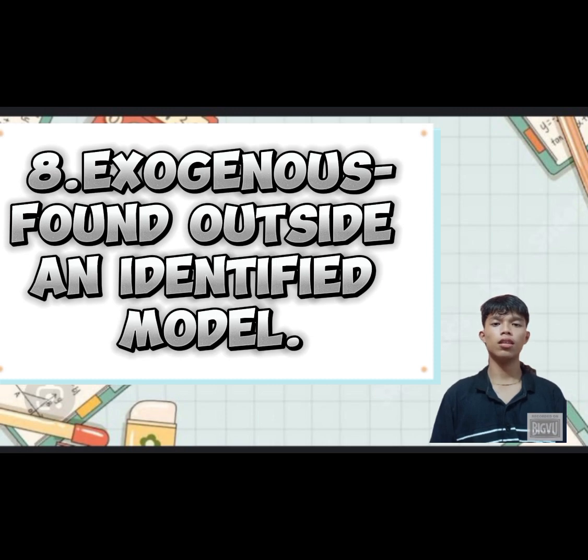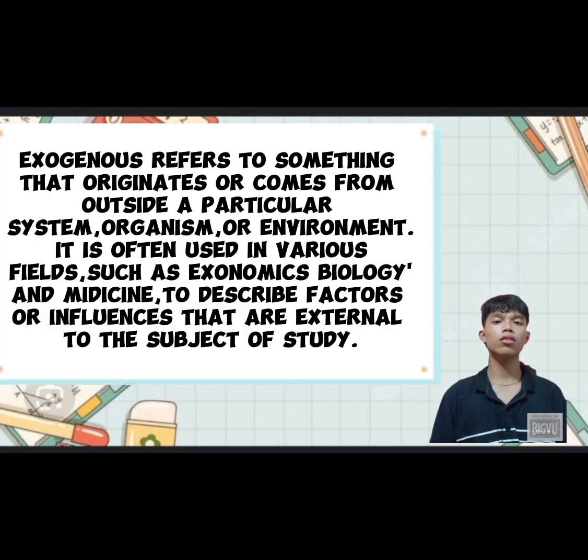Found outside a defined model. Exogenous refers to something that originates or comes from outside a particular system, organism, or environment. It is often used in various fields such as economics, biology, and medicine to describe factors or influences that are external to the subject of study.